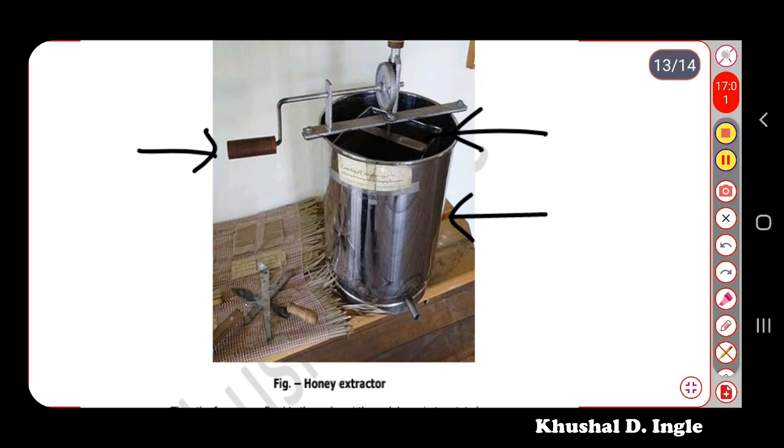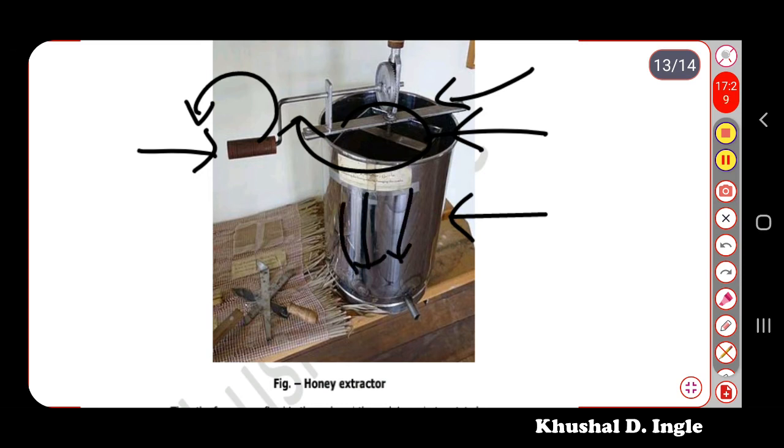What you have to do is place the wooden frames within this rack, and after that we have to move this handle. Because of the force, the racks and frames will move in a circular direction, and the honey will be collected with the help of this tap. So honey will be released from this area. In this way it will work.